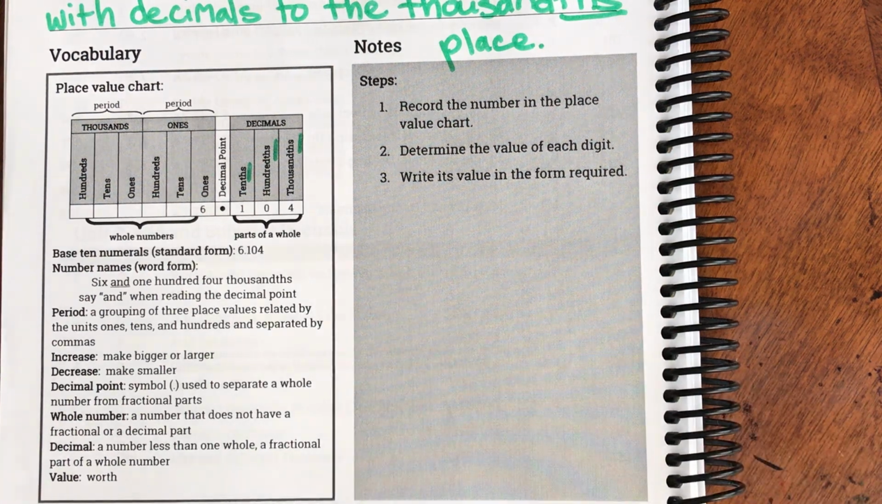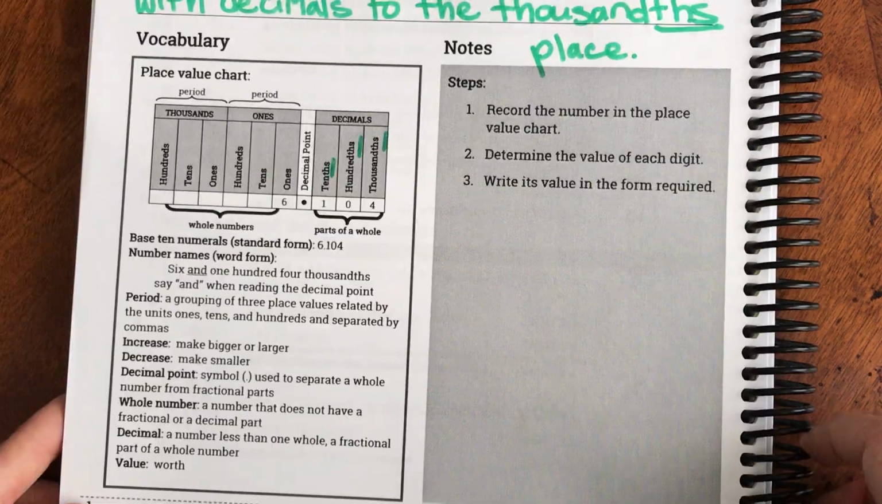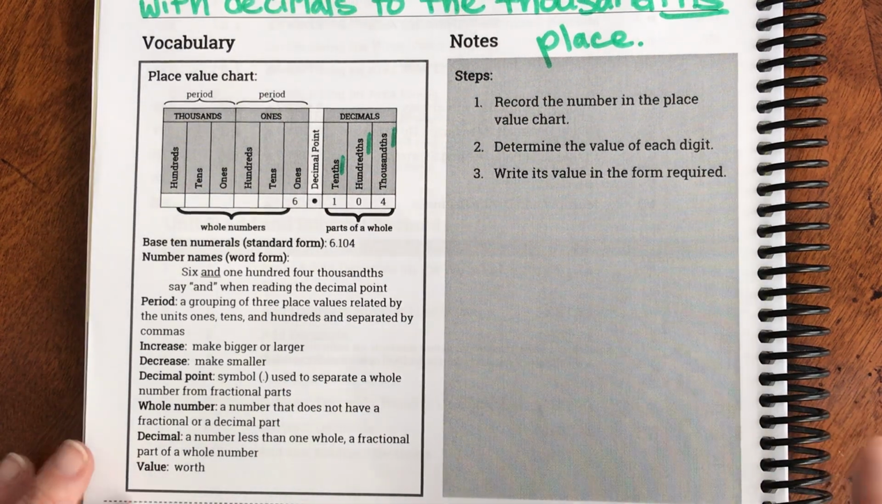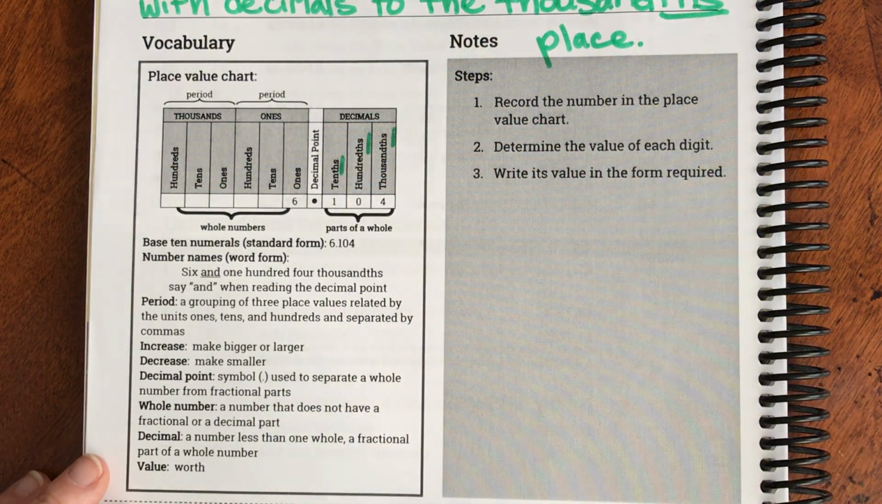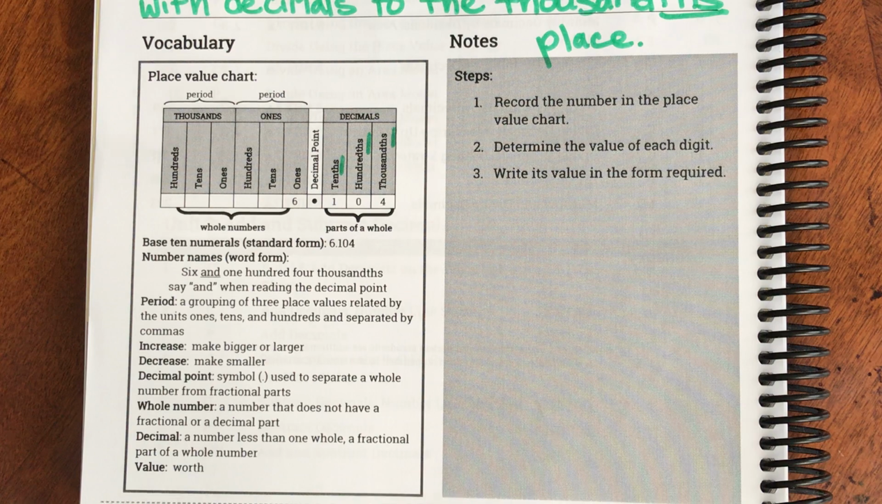Okay, they do have some steps for us. Their first step says record the number in the place value chart, determine the value of each digit, and write its value in the form required. Those are some really good steps. My problem is you aren't always going to be given a place value chart. So we're going to talk about some other strategies as well.